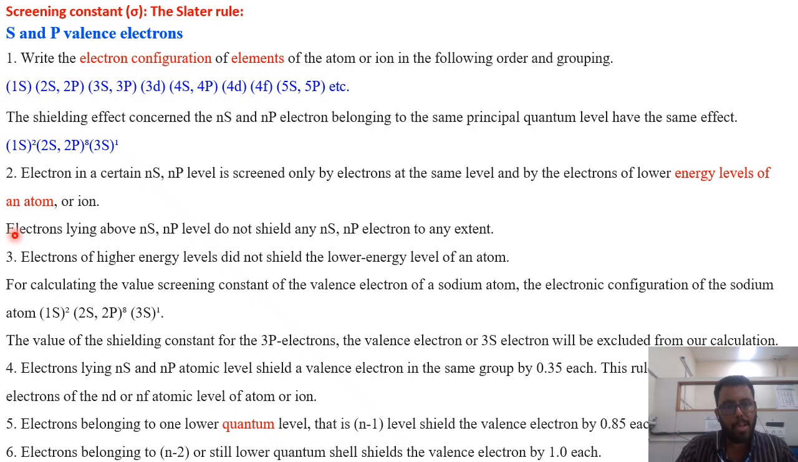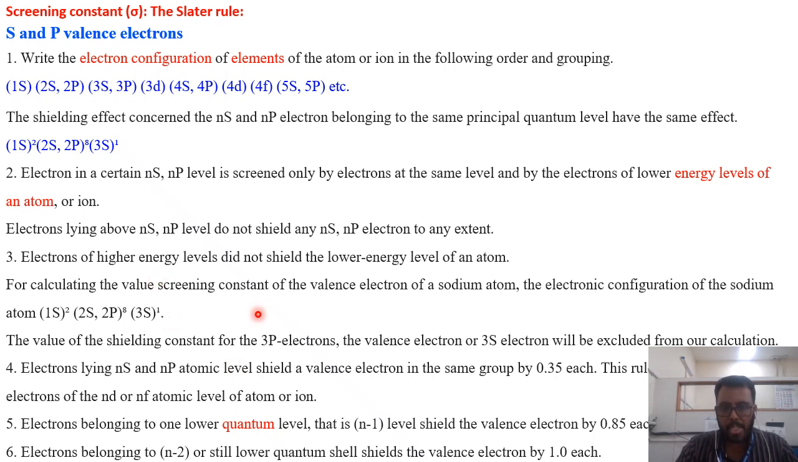So this is the point he made, and he made it clear. Electrons lying above the ns and np level: for example, in this case 3s1 is the valence shell. When you calculate the screening constant for this 2p electron, you have to exclude this one because it will not be involved in shielding. Electrons lying above the ns np level do not shield any ns np electron to any extent. This is a very important point. And electrons of higher energy levels do not shield the lower energy levels of an atom. That is what he postulated in the third point.